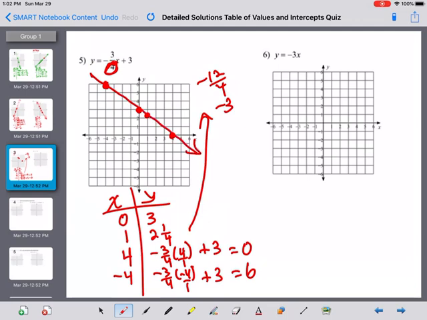So this one was a little tricky, I thought. But you could do this with decimals, and that works as well.